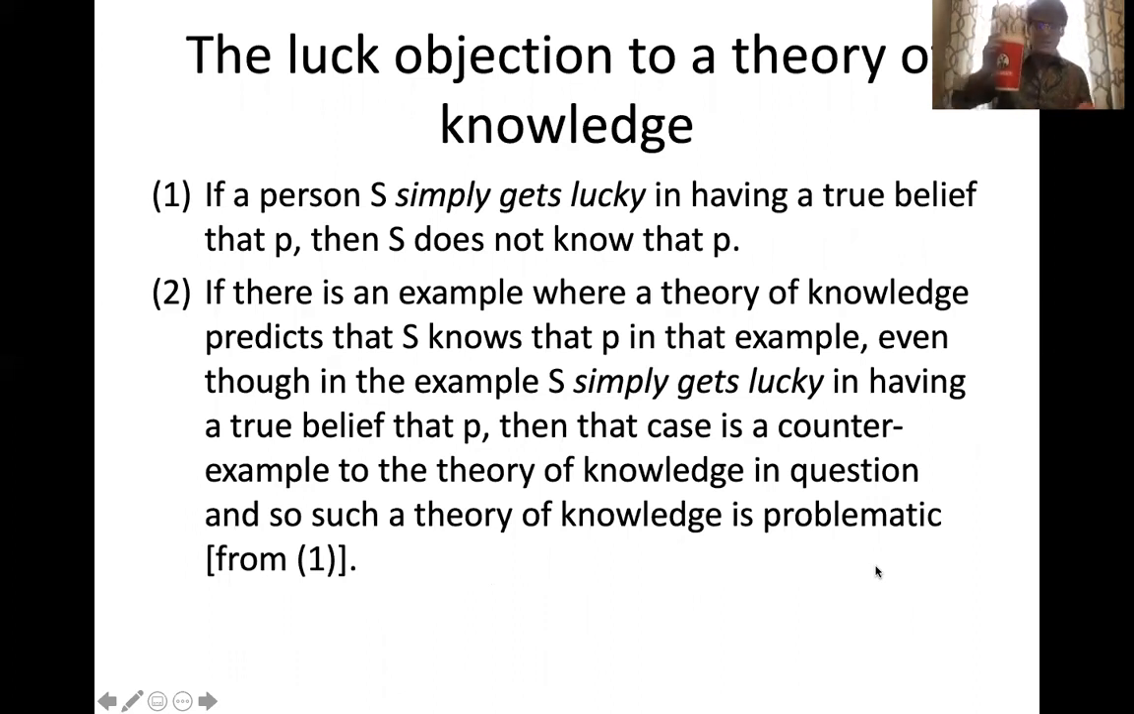And we've already talked about this a little bit with the justified true belief analysis. So we want our epistemology or our account of knowledge to be anti-luck, right? So if a person simply gets lucky in having a true belief that P, then S does not know that P, right? And so if there is an example where a theory of knowledge predicts S knows that P in that example, even though in the example S simply gets lucky in having a true belief that P, then that case is a counterexample to the theory of knowledge in question. And so such a theory of knowledge is problematic.